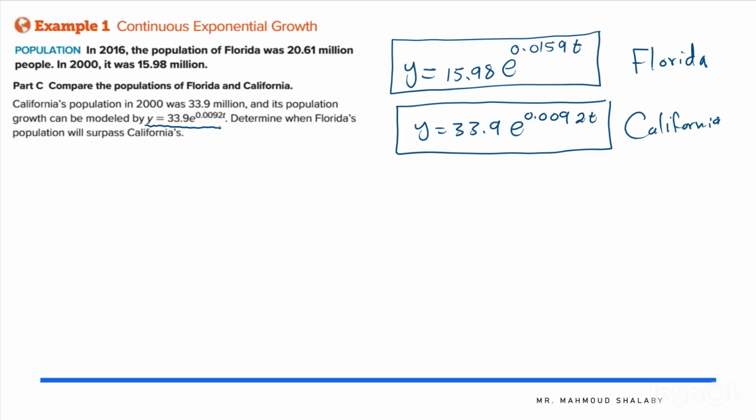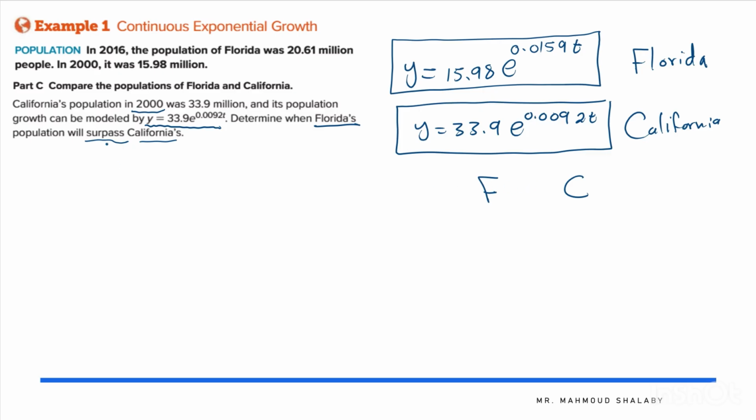Now how would he like to compare? Let's read the question. California's population in 2000, which means in the same initial year, was 33.9 million, and its population growth can be modeled by, so he gave me the equation. I don't have to derive it like what we have done with Florida. No, it's already given. Determine when Florida's population will surpass California's, which means, I will write this in a simple way: Florida surpass California.